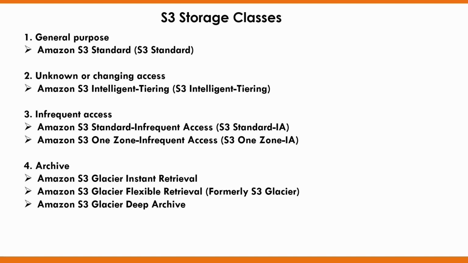The fourth one is archive. In archive we have three options. The first one is S3 Glacier Instant Retrieval. Second one is S3 Glacier Flexible Retrieval, previously known as S3 Glacier. Third option is S3 Glacier Deep Archive. So you can use these three storage classes to archive your data. Number 5 is S3 on Outposts. Make sure that you take a screenshot of this slide because it will be really helpful in your exam. Let's see each of these storage classes one by one.